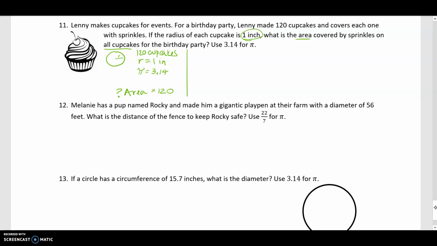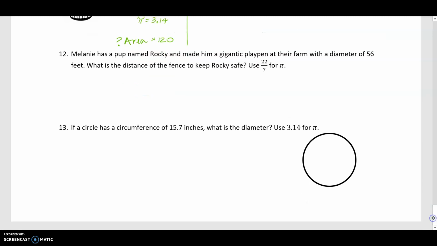Number 12, Melanie has a pup named Rocky and made him a gigantic playpen at their farm with a diameter of 56 feet. What is the distance of the fence to keep him safe? So think about it. Rocky is a dog and he has to be safe. So he needs to be kept inside his playpen, right? So think about, where would the fence go?